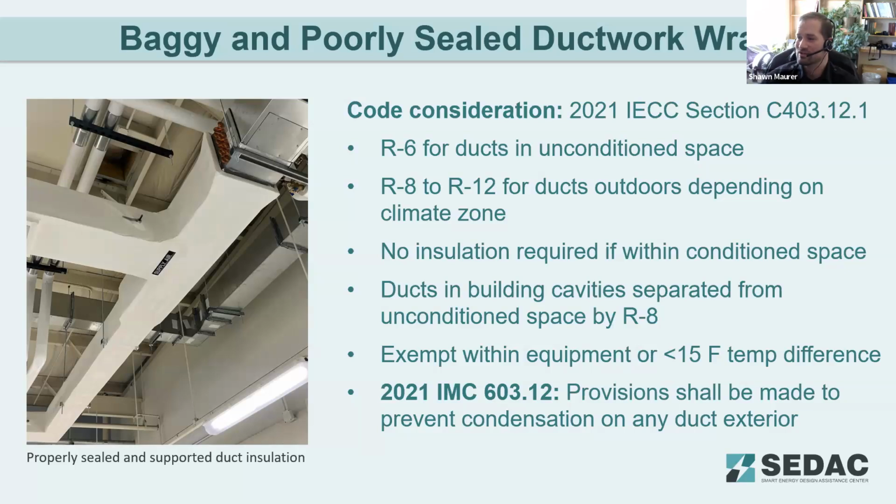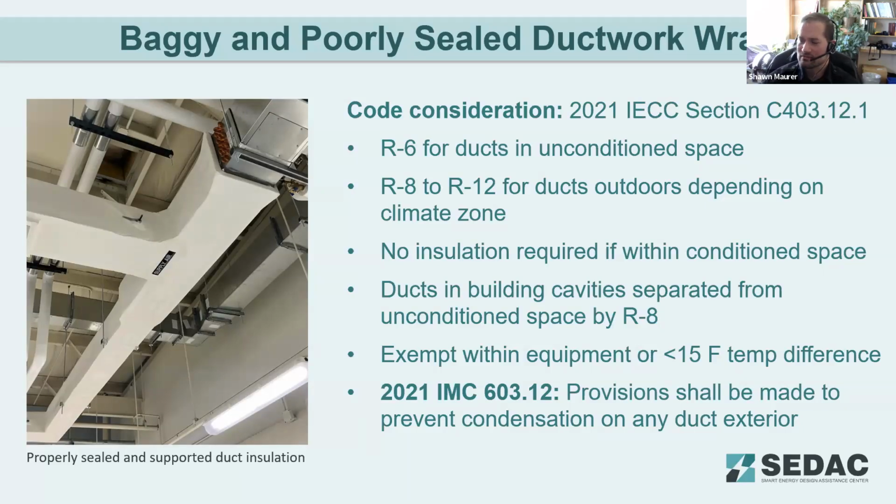If you're running ducts in building cavities that are separated from unconditioned space, those ducts, the plenum space, whatever it happens to be, if you've got conditioned air flowing through there, you need to have a minimum of R8 insulation between that duct cavity or that plenum space and exterior conditions.